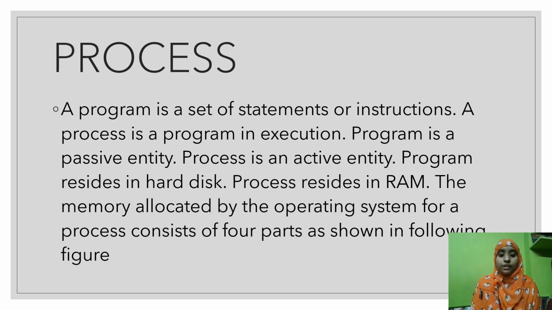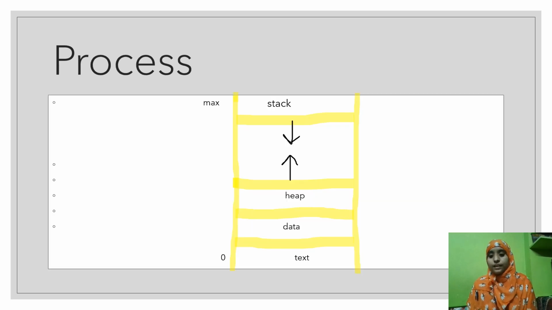The main memory allocated by the operating system to a process consists of four parts. The four parts are text, heap, stack, data. Text, data, heap, stack. Here text stores statements to be executed.